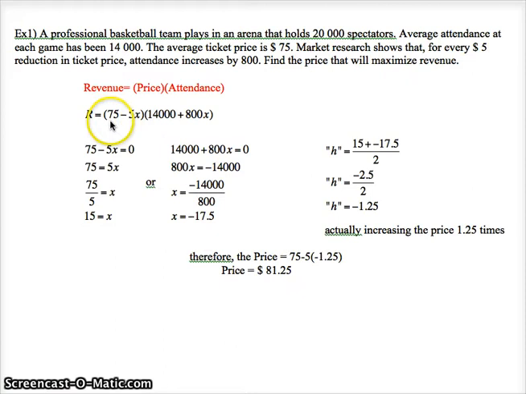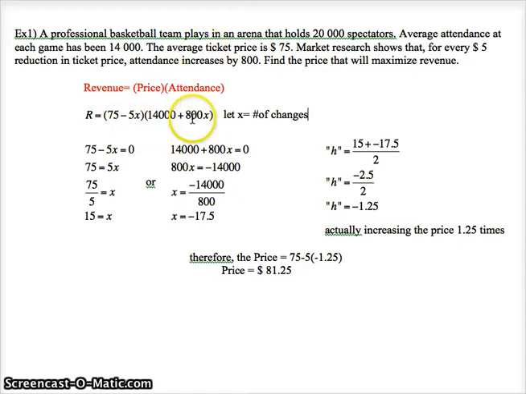Alright, so hopefully you set up the equation as the price times the attendance, so ($75 minus $5x) times (14,000 plus 800x), where x is going to be your number of changes. So let x equal the number of changes. That could be positive or negative.